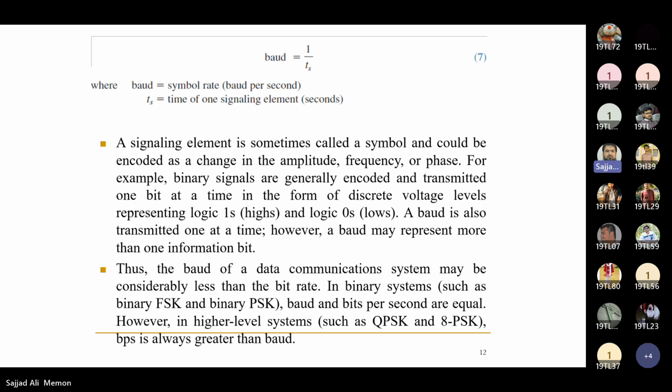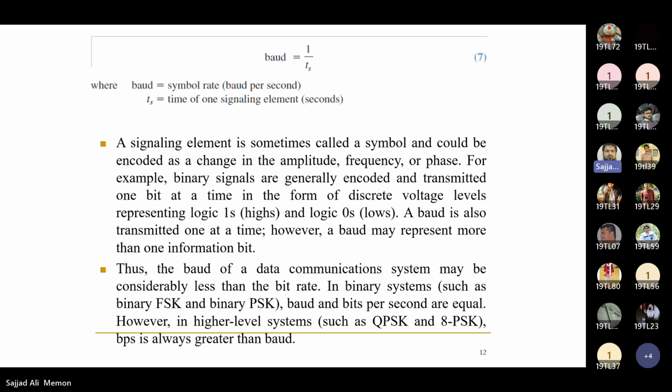So baud is equal to the symbol rate. Whatever the symbol rate is, that is your baud rate. TS is equal to the time of one signaling element, and 1 over TS can be equal to RS, that is the symbol rate. How many symbols are being transmitted in 1 second? So symbol rate is equal to baud. If you know the symbol rate, that means you know the baud rate.